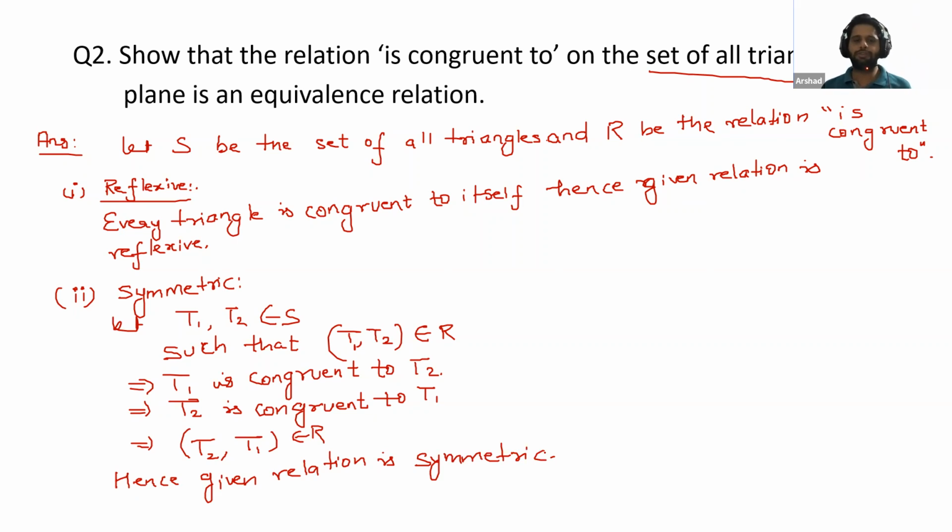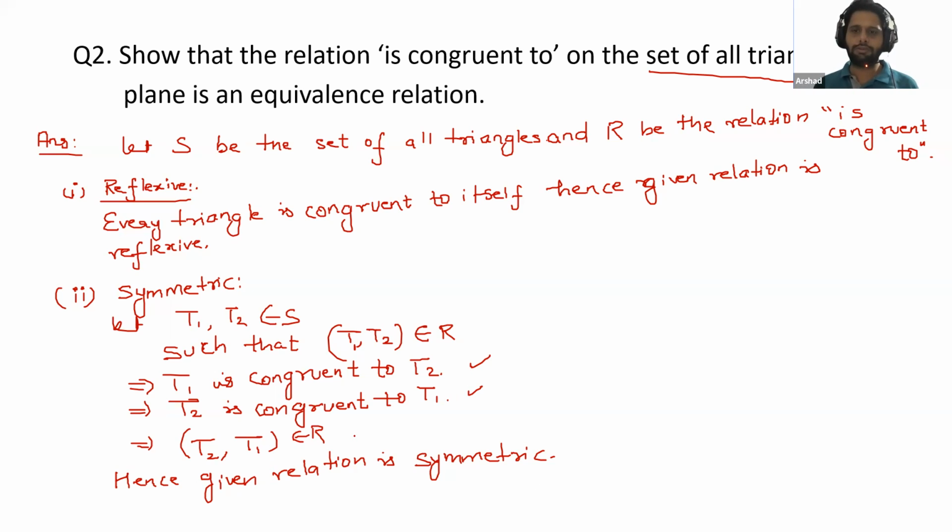So I hope this is clear to everyone. For the symmetric, we have assumed two triangles from the set which was given, that's the set S. Then we said that this ordered pair belongs to the relation R. Then we write that T1 is congruent to T2. This also means that T2 is congruent to T1. So that means T2, T1 belongs to the relation R. Hence, the given relation is symmetric. Okay, so this is clear.